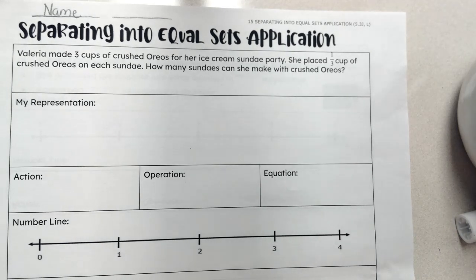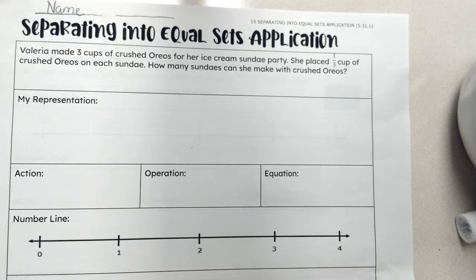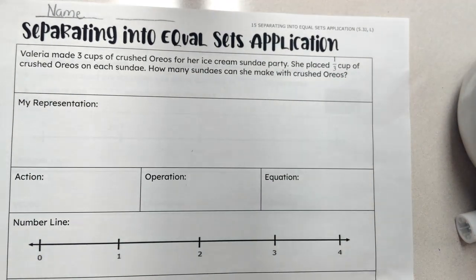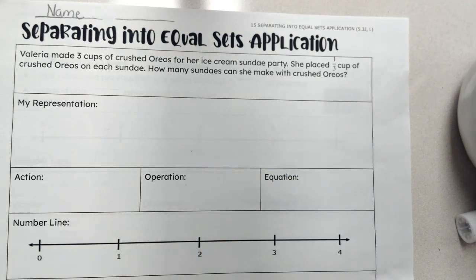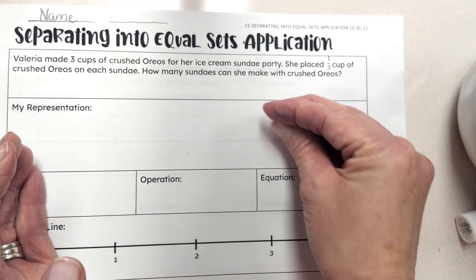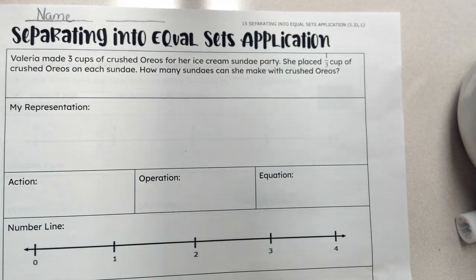So I want to read through this again and think about what's happening. Valerie made 3 cups of crushed Oreos for her ice cream sundae party. She placed 1/3 cup of crushed Oreos on each sundae. So every time she had a sundae, she placed 1/3 of a cup of crushed Oreos. How many sundaes can she make with the crushed Oreos? Without using any numbers, we've got a pile of crushed Oreos, we're putting some on each sundae, and we want to know how many sundaes we can make.